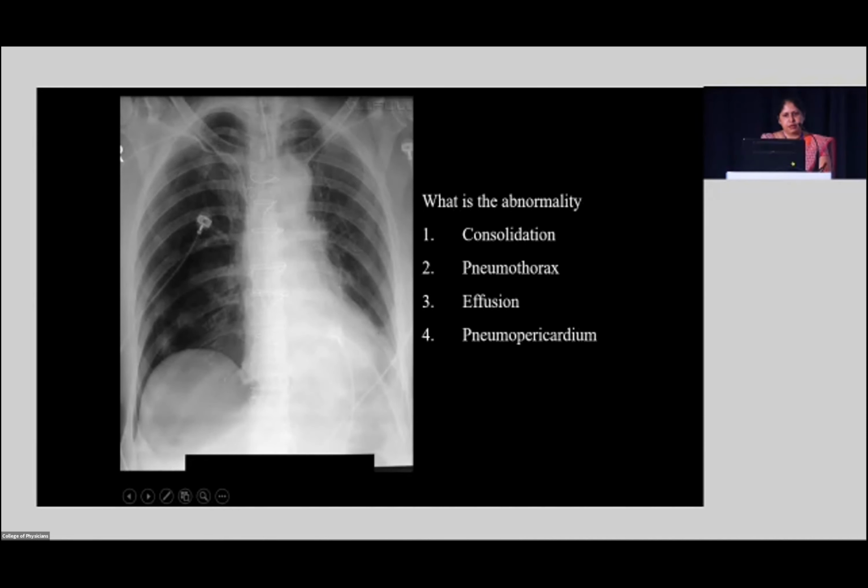So we have to see which side is abnormal. Then you see the deep sulcus sign there and fewer lung markings on this side. So it is a pneumothorax. But still the trachea and the mediastinum are slightly shifted towards the other side.